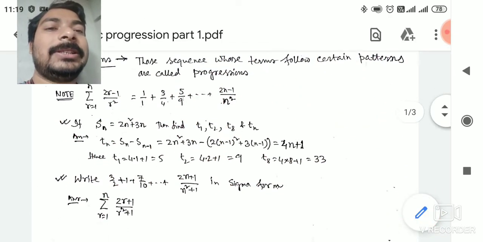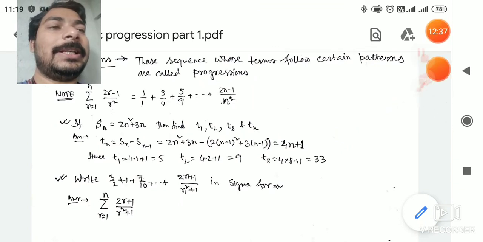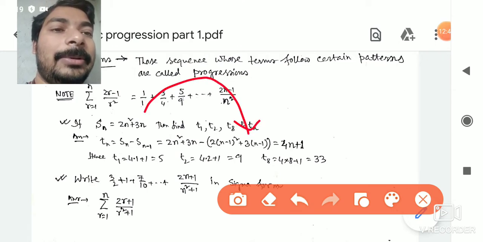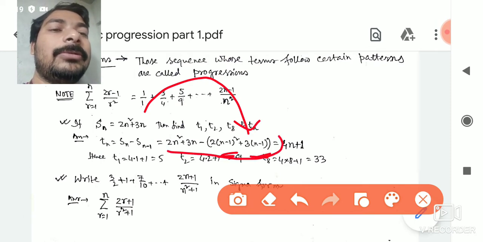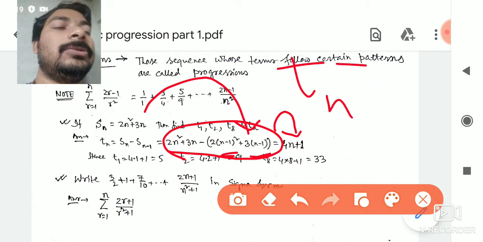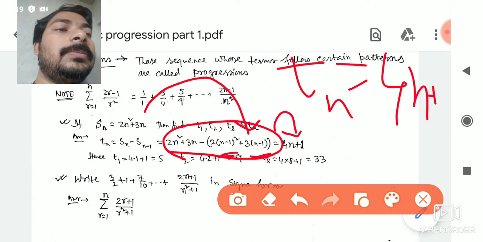If I want to calculate S4, then 2 into 4 square plus 3 into 4, and so on. Now Sn is equal to 2n square plus 3n, then Sn minus 1 will be what? In place of n, we'll put n minus 1. Look here, in place of n, I have written n minus 1 whole square, and 3 into n minus 1. If you calculate this, you will get 4n plus 1. So tn is equal to 4n plus 1.